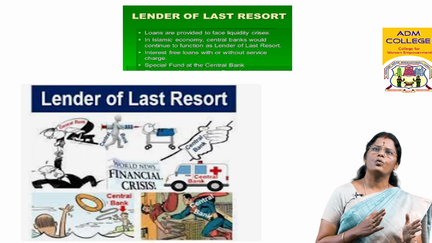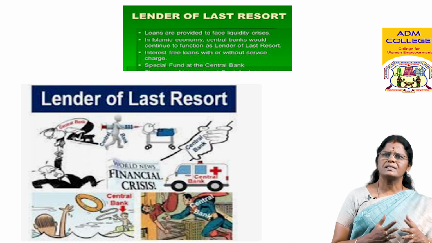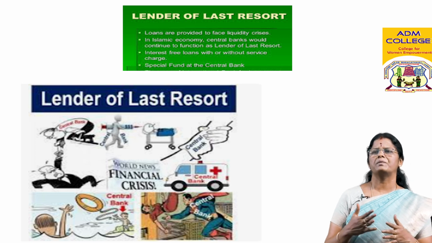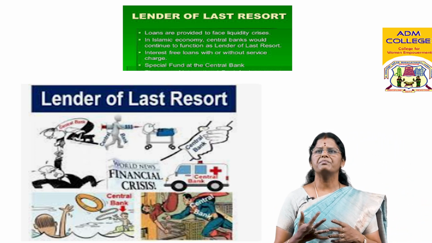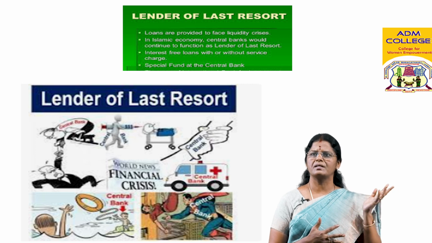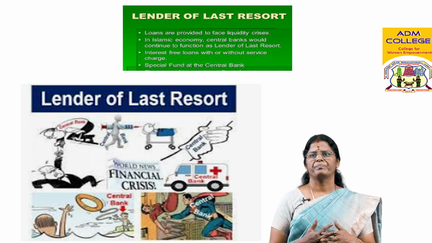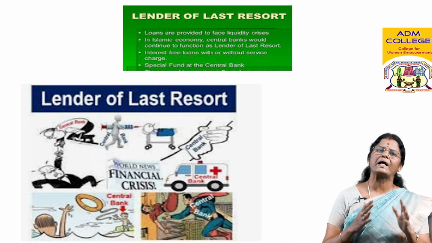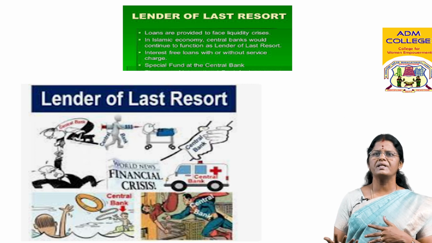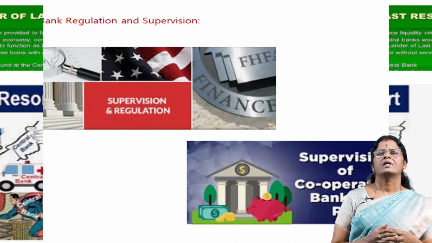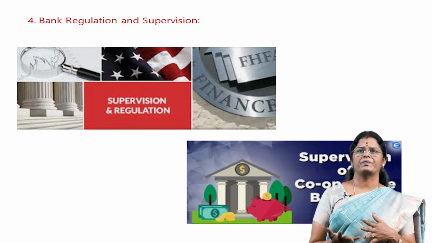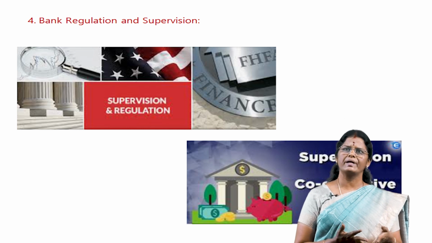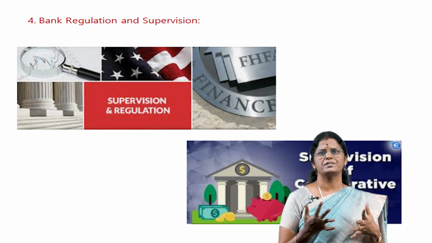Next one, lender of last resort. Central banks act as lenders of last resort, providing liquidity and emergency funding to banks and financial institutions during financial distress or crisis. They offer short-term loans and credit facilities to stabilize the banking system and maintain confidence in the financial markets. Next one, bank regulation and supervision. Central banks play a crucial role in regulating and supervising commercial banks and other financial institutions.